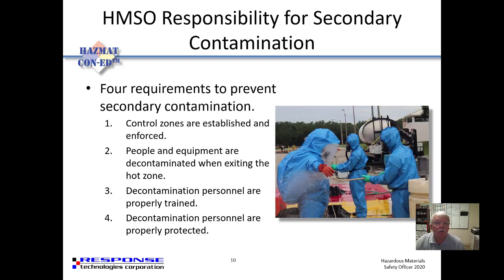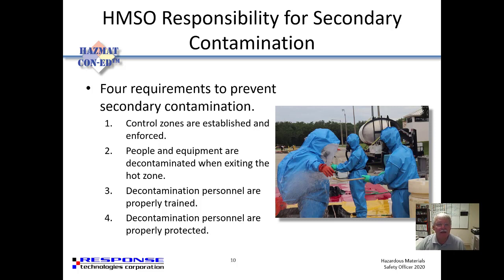There are 4 requirements to prevent secondary contamination, 4 things that the safety officer needs to make sure are in place. Number 1, have we got good control zones established, and are they being enforced? That enforcement of the control zones is the role of the site access control officer, but obviously the safety officer needs to make sure that that's happening.